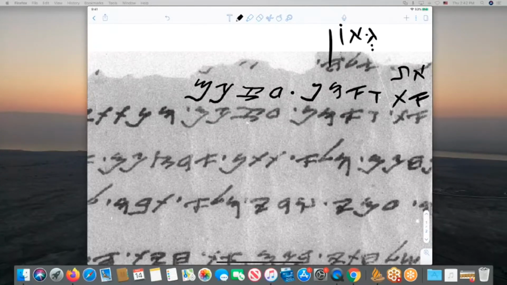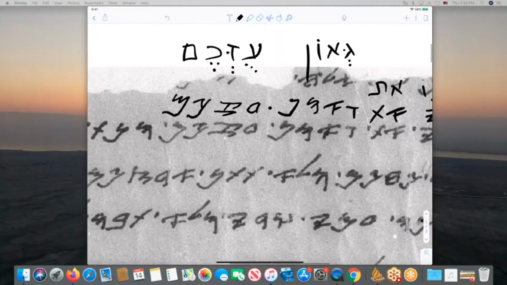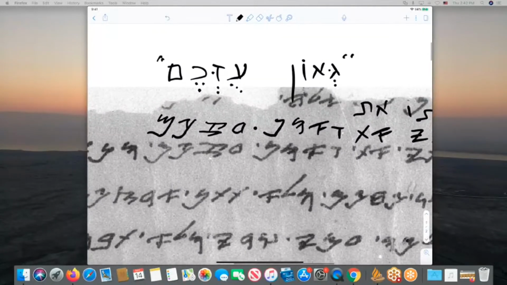So this is ayin, zayin, kaf, and then what we would write with a mem Sophite. And the Masoretic vocalization is u. We put a u vowel there. Uzechem. And this phrase is gaon uzechem. And what that means is the pride of your strength.